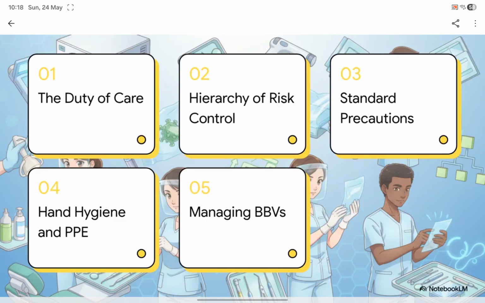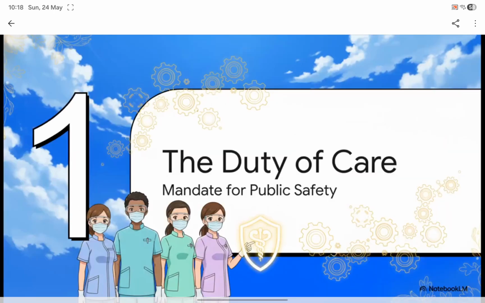We'll start with the duty of care, move into the hierarchy of risk control, touch on standard precautions, dig into hand hygiene and PPE, and wrap things up with managing bloodborne viruses. All right, Section 1, the duty of care and the mandate for public safety. Let's establish exactly why these guidelines are so much more than just polite suggestions.